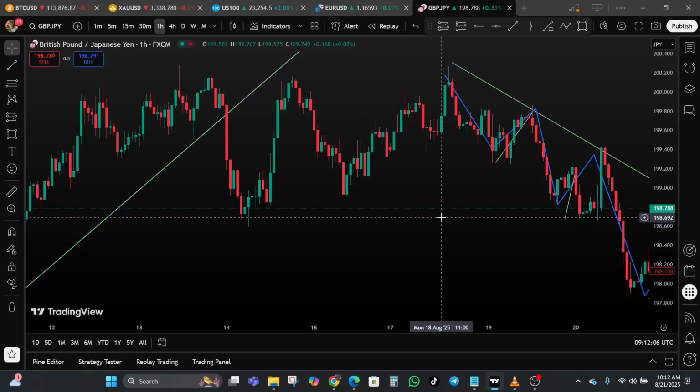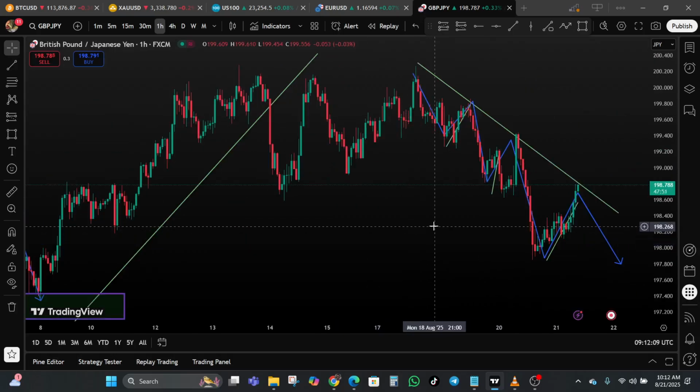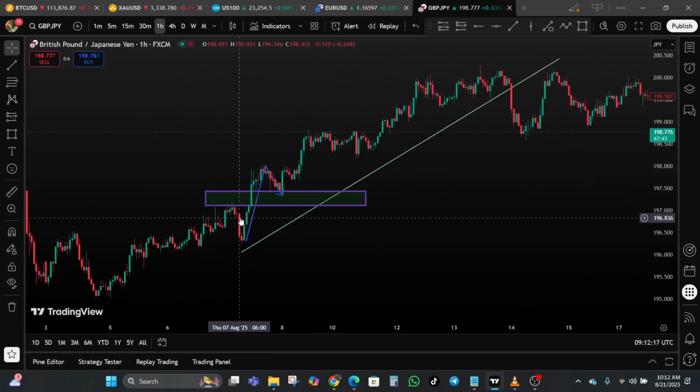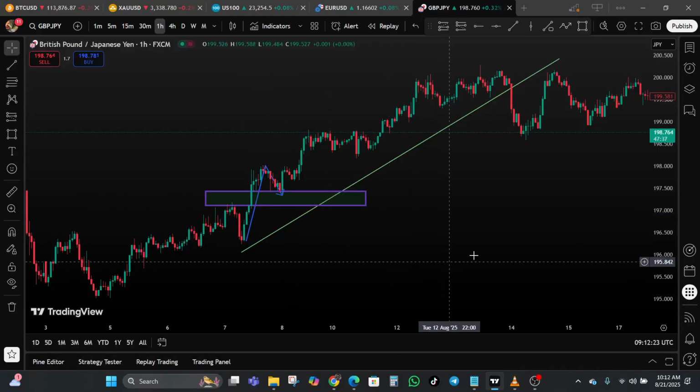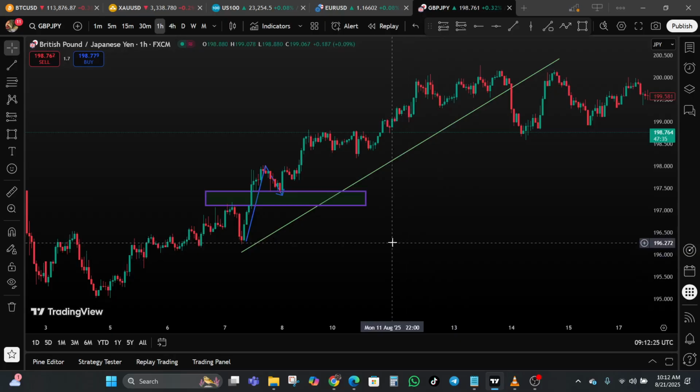The next is to focus on liquidity. Pullbacks often target liquidity resting above or below recent highs and lows. For example, in an uptrend, price may pull back below equal lows to grab liquidity before moving higher again. So understanding how liquidity drives price is essential for applying the ICT pullback strategy correctly.